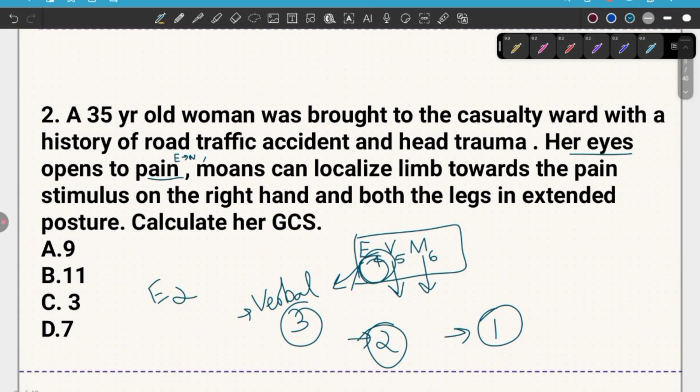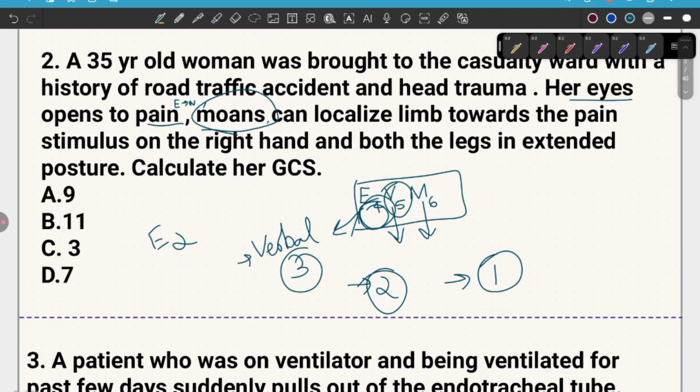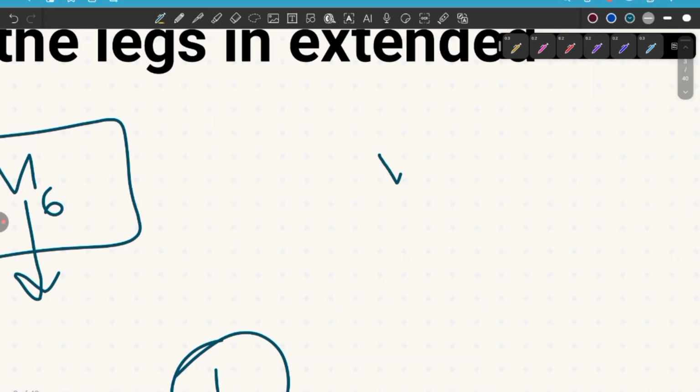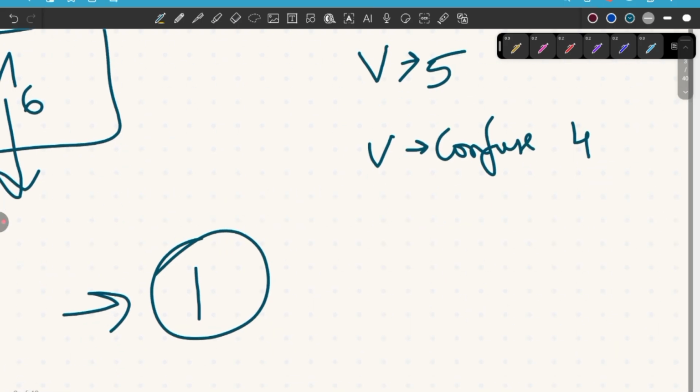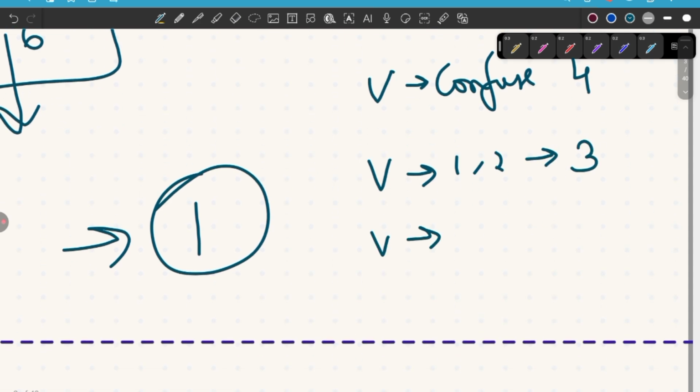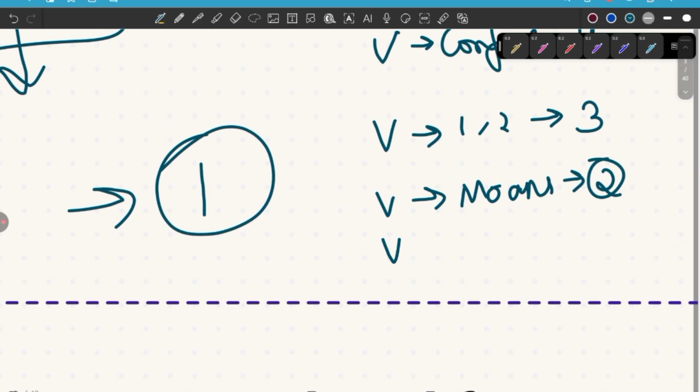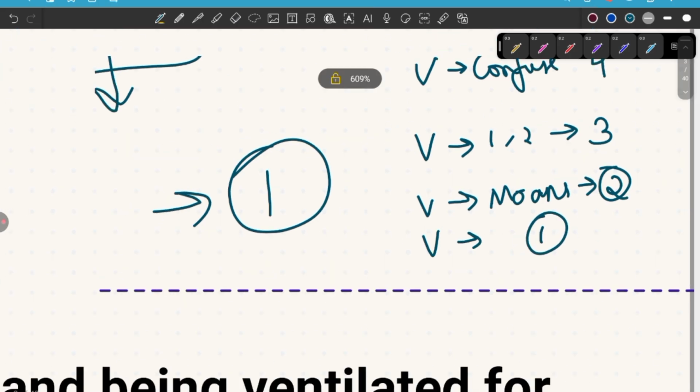E is 2. Whereas she moans. Okay. She moans means verbal. She is doing some type of voice. If verbal, if she can nicely speak, we'll give 5. That is good. If she speaks some things but she is confused, then you will give a 4. If verbally she tells 1 or 2 words, then you can give a 3. If she is doing some noise, then you can give 2.